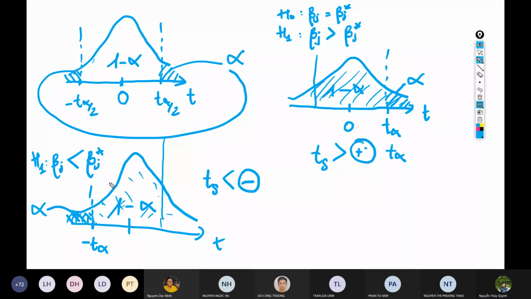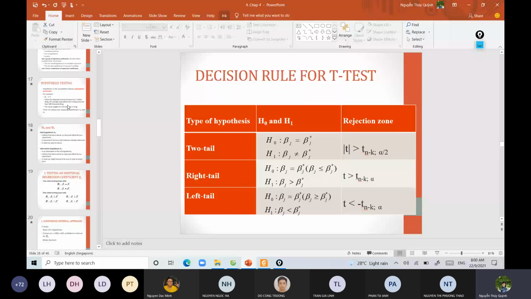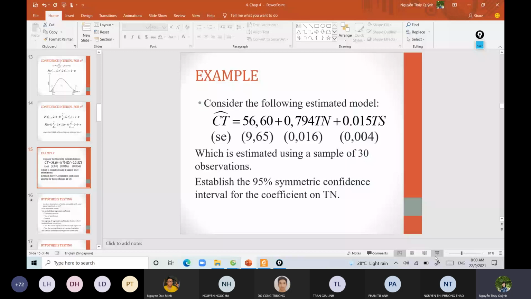Okay, all right, so remember that this is the decision rule for a test of significance for a t-test. Now let's use the test of significance approach to do the test for the coefficient on Tn. Now let's do a test for the coefficient on Ts. So here, let's answer the questions.